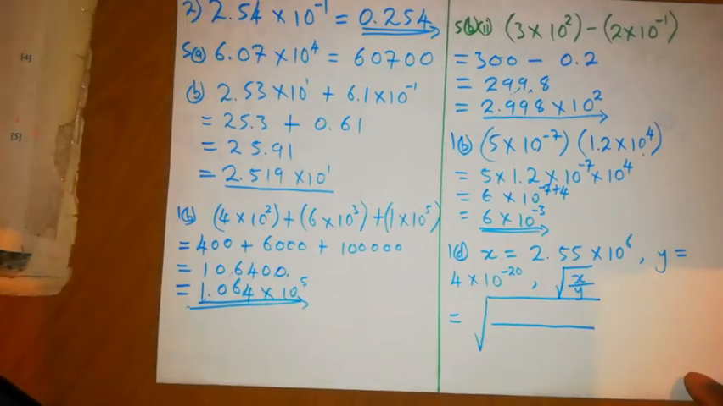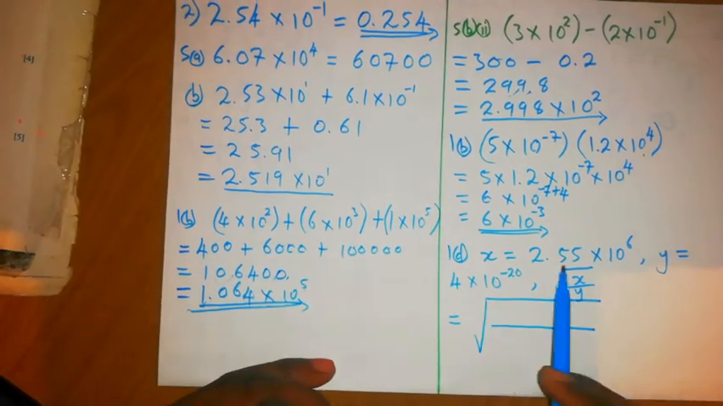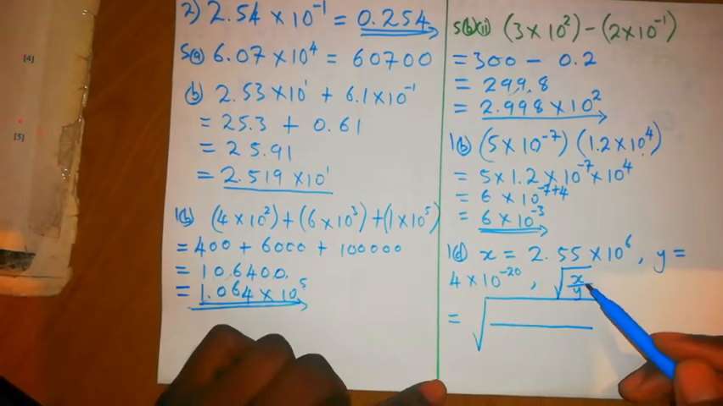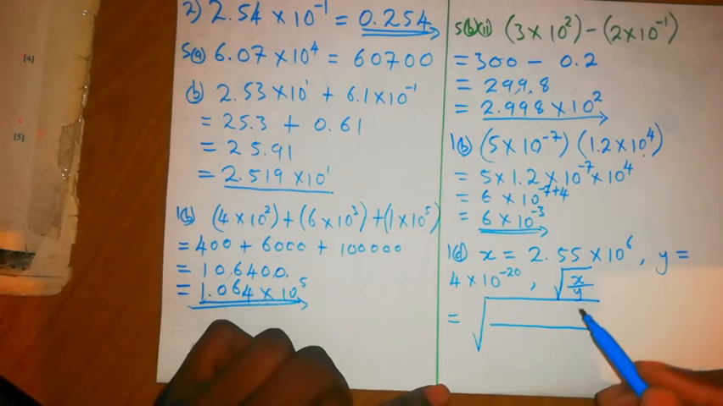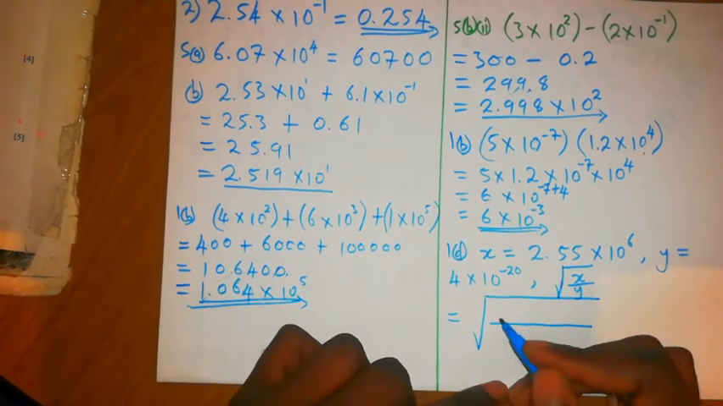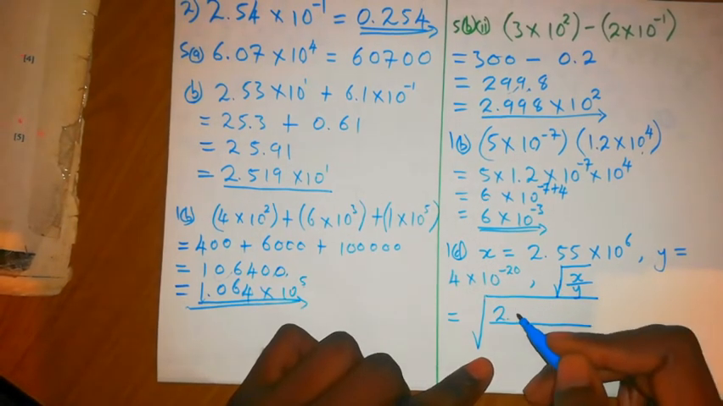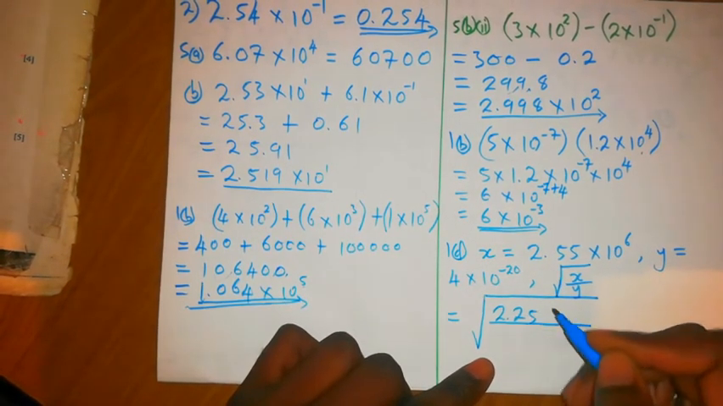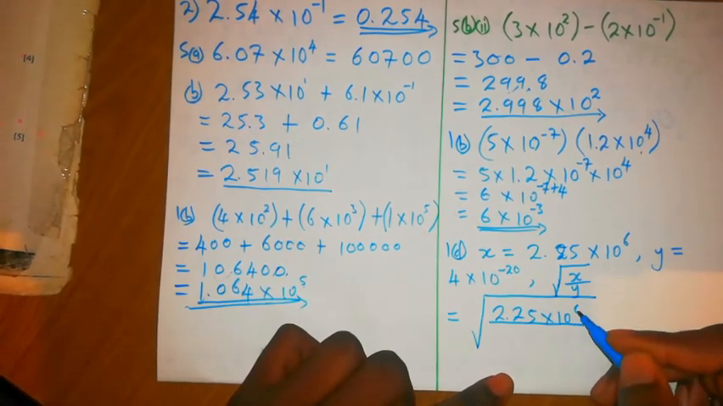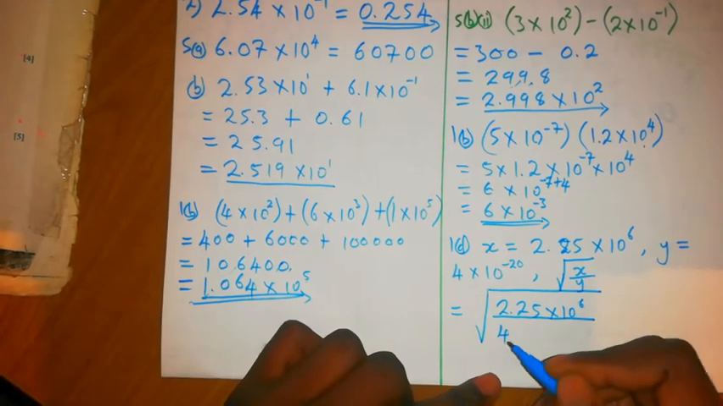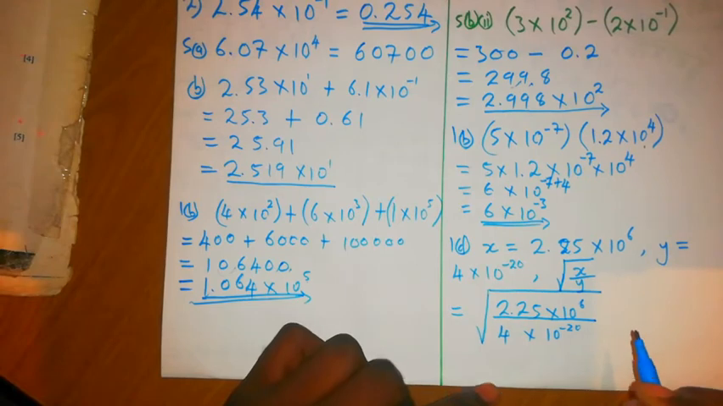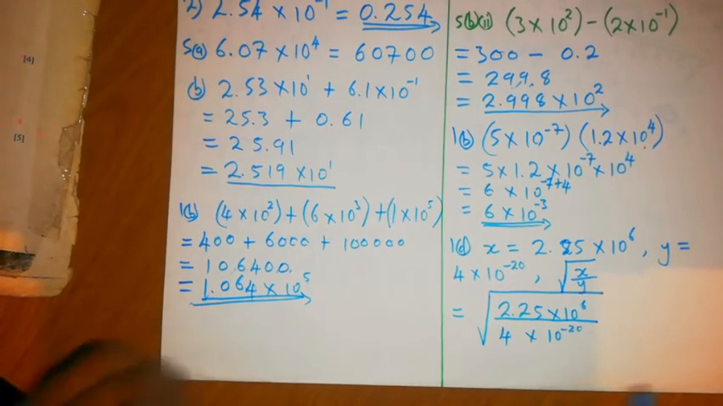So as I work this question, I'm given the value of x and the value of y. Then I'm required to find the square root of x divided by y. So I'm going to put my values here. That's 2.25 times 10 to the power 6, then below it's 4 times 10 to the power negative 20. I think we did a question that is similar to this one previously.